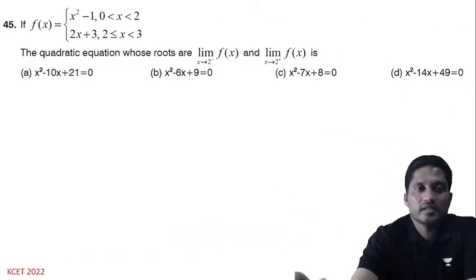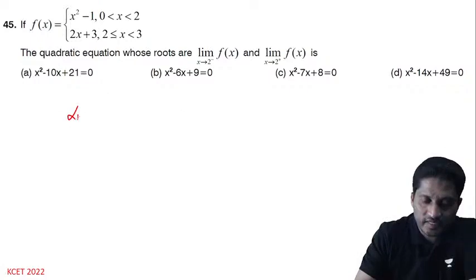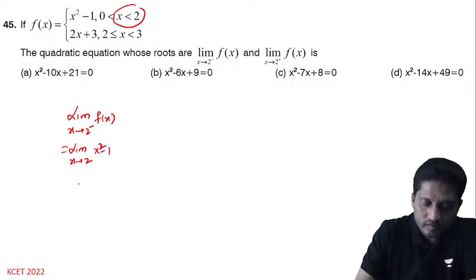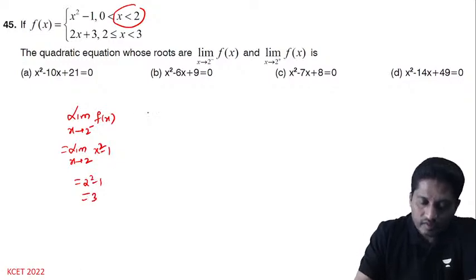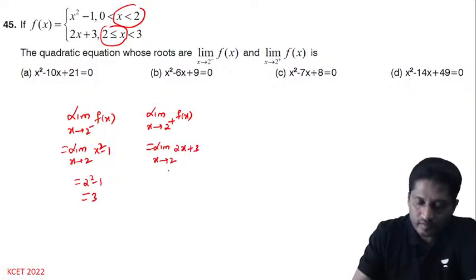The quadratic equation whose roots are limit x tending to minus 2 of f(x)... There is the left hand limit of the function. Limit x tending to 2 from less than 2 is the left hand limit at 2, so it will be x square minus 1, 2 square minus 1, which is equal to 3. This is one root. Another root is limit x tending to 2 plus of f(x). For x more than 2 it will be 2x plus 3, which is equal to 7.